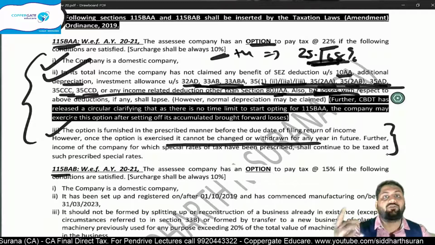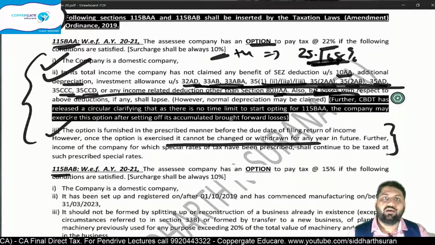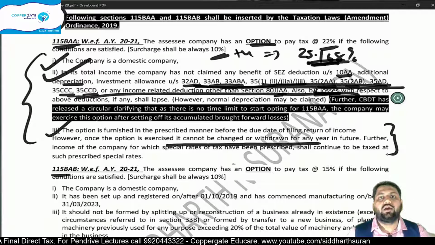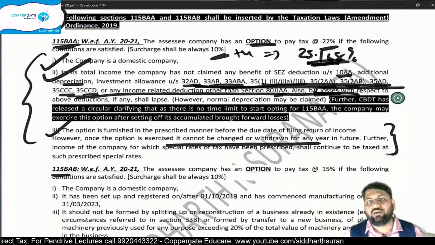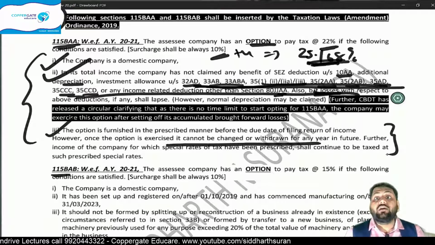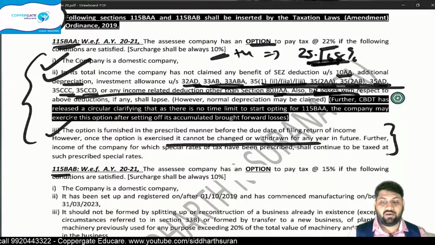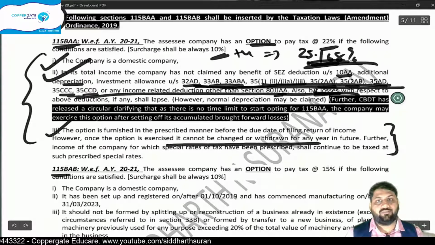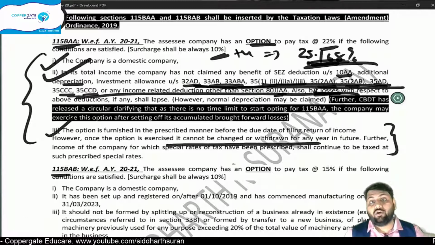And any company which was earlier going in 115BA can now come and continue in BAA. Your effective tax rate, all inclusive, will be 25.168%. That means coming in 115BAA has got double benefit. Benefit number one, your rate of tax will be very low. Benefit number two, MAT will not be applicable.